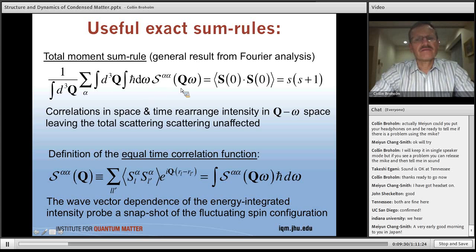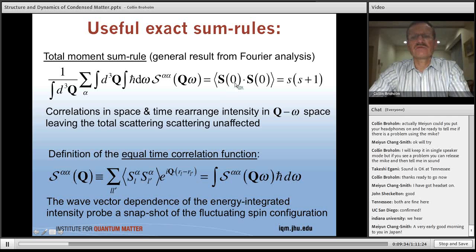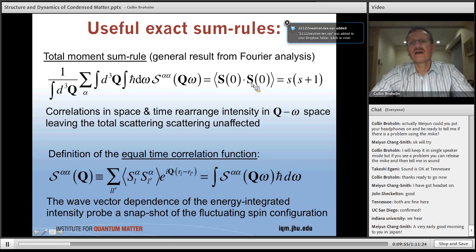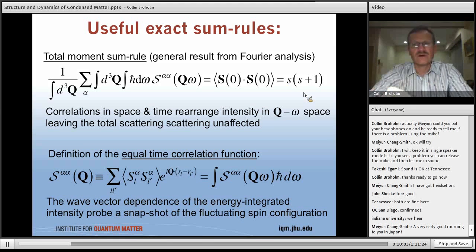So the result of that is that I end up relating this complete integral of S(Q, omega) to the dot product of the spin operator at the same time and at the same place in space. Note here that I've summed over the Cartesian indexes alpha in this expression. And of course that expectation value of the spin operator squared is simply related to the total angular momentum squared, which is just S times S plus 1, as you see here.